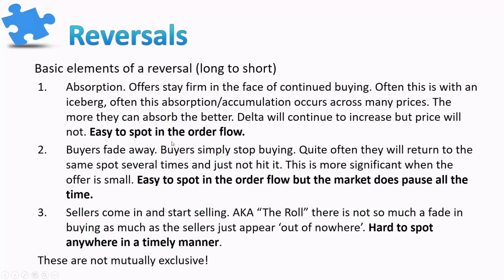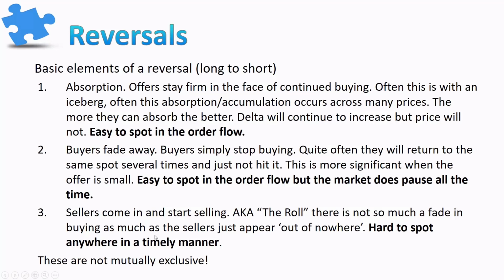And this is where you don't so much see buyers fade away as you just get to a level where sellers start hitting aggressively with size. Many times this will be after the absorption or after buyers fading away, but other times it's just going to come out of the blue with no warning. The market is going up quite happily, and all of a sudden sellers come in out of the blue. When this happens, sell market orders are most likely going to be 2 to 3 times the quantity of buy market orders.